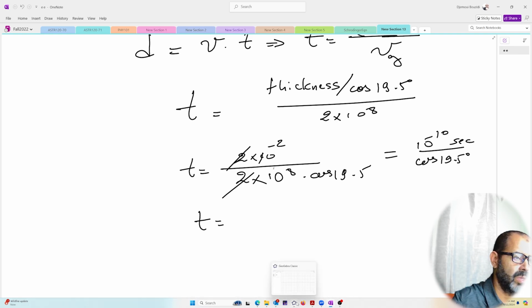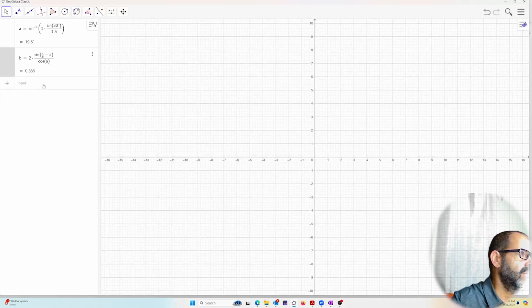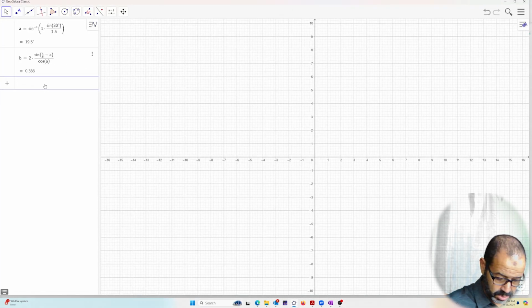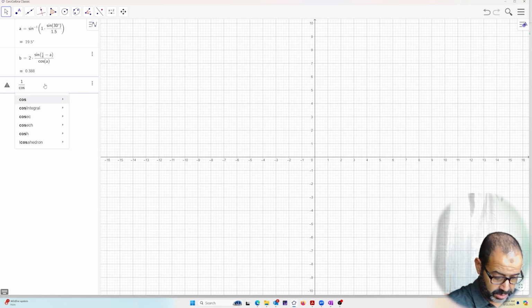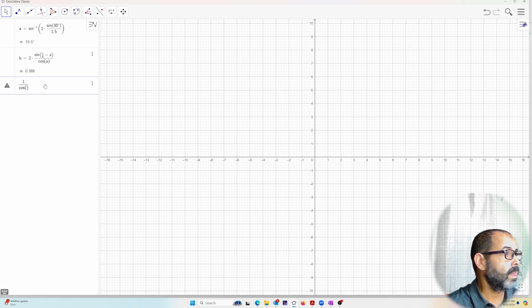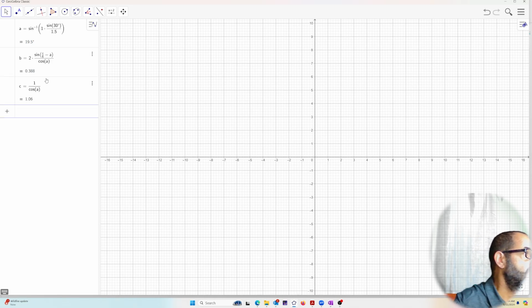That's expected because the distance is extremely low. Even though it's going at an angle with an index of refraction more than 1, it's still going to be a ridiculously small number. So what I need actually is 1 over cosine of A. It's of the order of 1 because cosine of A is barely smaller than 1. So again, it's 1.06 times 10 to the negative 10 seconds.